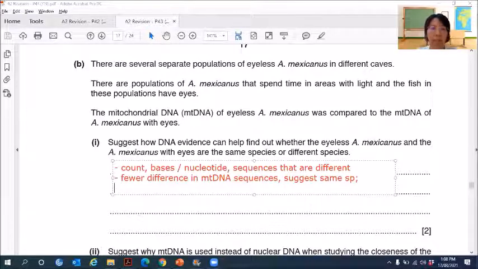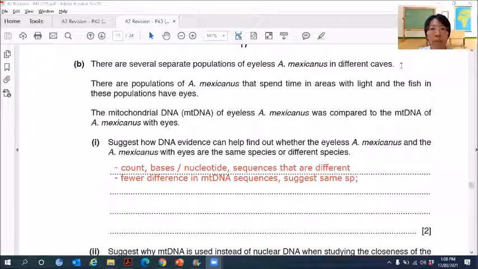So that's the answer, same species or different species. First, you must count the differences in the base sequence. Count the number of bases that are different, and the fewer differences suggest that they are the same species. Right. Next question.